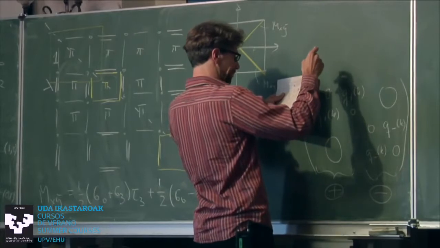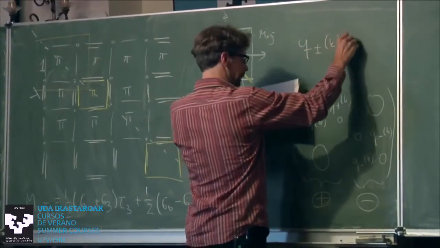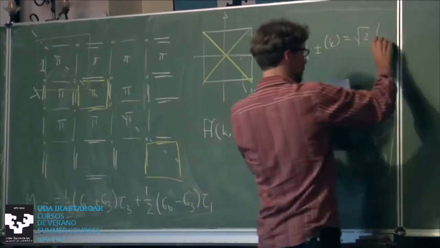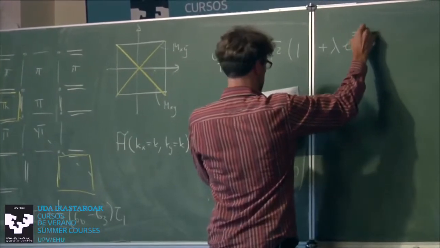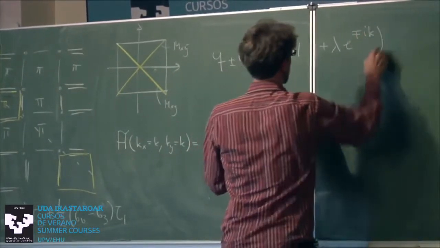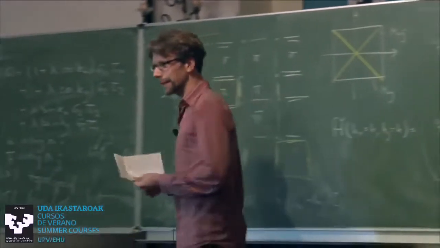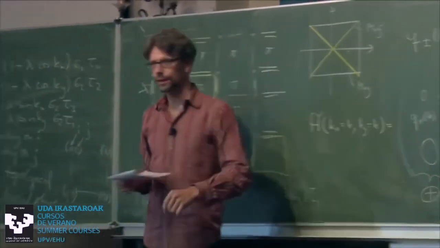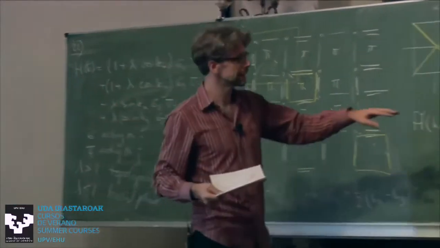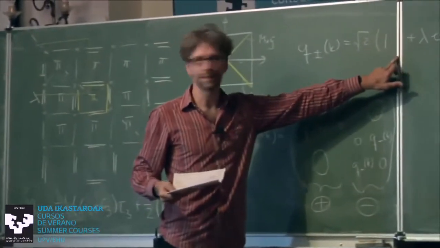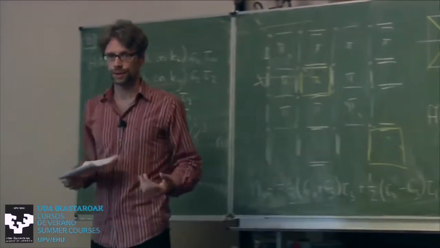And this Q plus minus of K is equal to square root of 2 times 1 plus lambda times e to the minus plus i K. Okay. So have we seen this form before today, or something very similar? Well, we have, because that is basically the Su-Schrieffer-Heeger model, right? So this is basically exactly the off-diagonal component of the Su-Schrieffer-Heeger Hamiltonian.